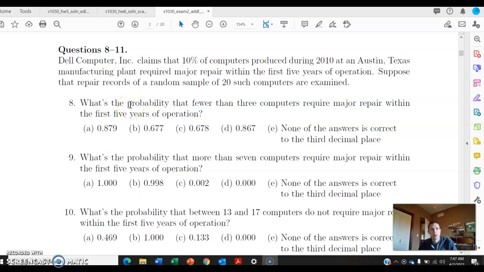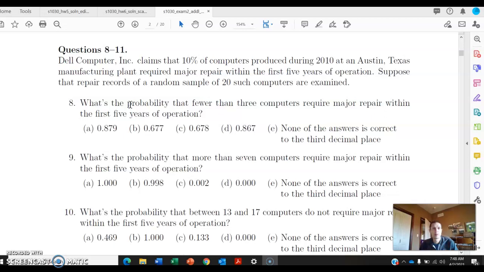Hey Logan, just a quick video to talk about questions 8 through 11. Questions 12 and 13 also fall into this same category. I did some digging and figured out what category we're looking at with these questions. It's the idea of a binomial sample, binomial probability.